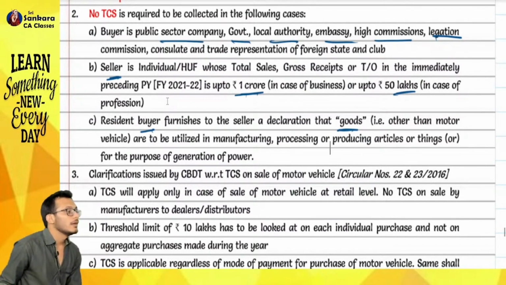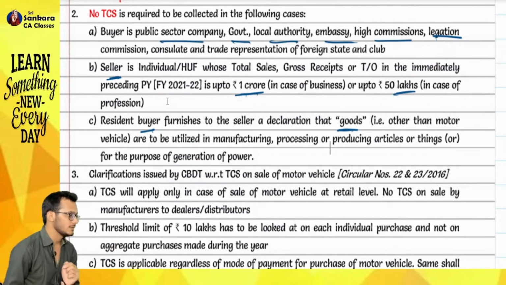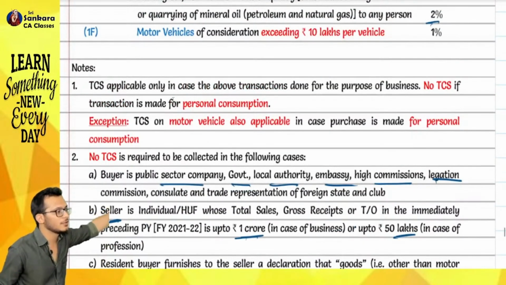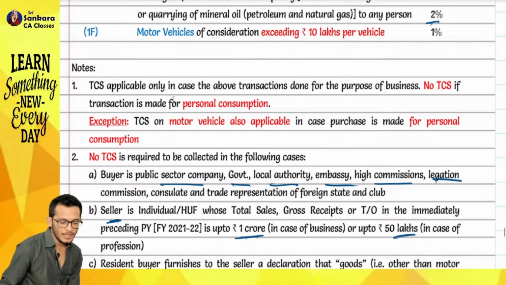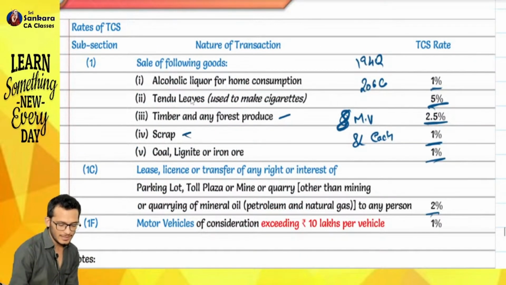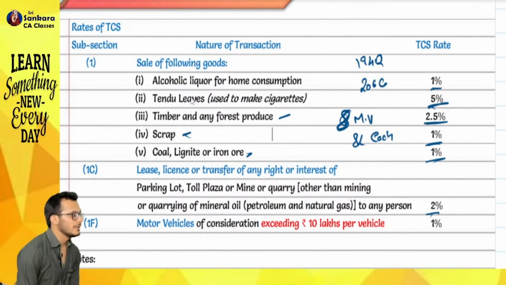Meaning you should be the final consumer. If the buyer is the final consumer, the seller will collect TCS. If not, it will not collect TCS. Rahul, can alcoholic liquor for home consumption be used for further processing? No. It is for home consumption, which means it cannot be for further processing. What are the items for further processing? Timber, scrap, coal. All these items you are using for further processing, no TCS on them. Balance items will be liable for TCS. Clear?